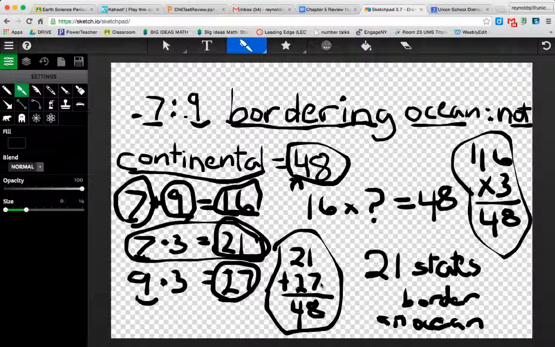And I go back to my original question, and it asked me how many states border an ocean. So my answer should be this: 21 states border an ocean. Whoops, this should be a box right here. And we're done.